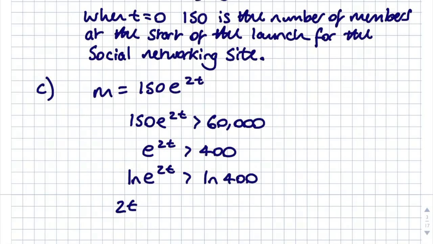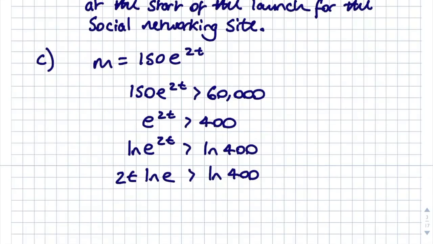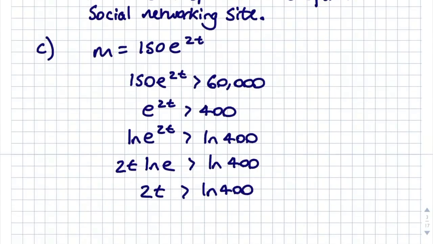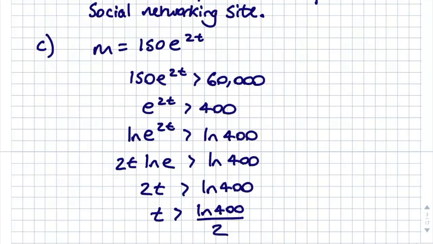So I get 2t times the natural log of e, which is greater than the natural log of 400. And remember, I said the natural log is the inverse of e, so the natural log of e is 1. So now I've just got 2t multiplied by 1, which is 2t, and that's greater than the natural log of 400. I can divide both sides by 2, so I get t is greater than the natural log of 400 over 2. Now I can type that into my calculator and see what I get.